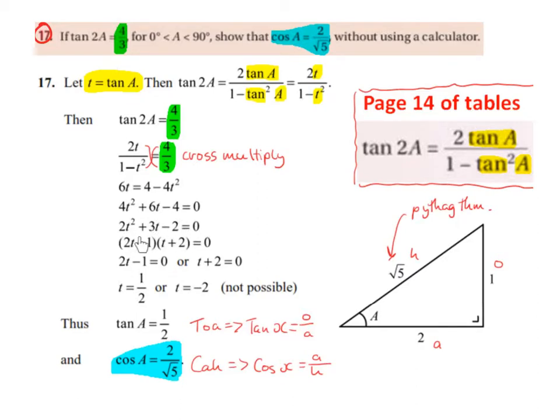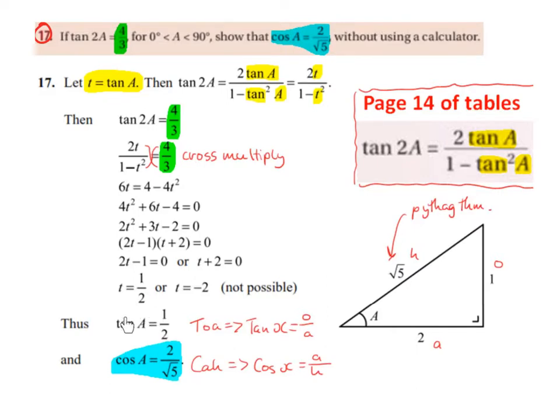Next we factorise. So we get 2t minus 1 multiplied by t plus 2. Then we let each of our brackets equal to 0 and solve for t. So 2t minus 1 is equal to 0, so t is equal to a half. Or t plus 2 is equal to 0, so t is equal to minus 2, which is not possible. We don't want a negative angle. So we're going to go with t is equal to a half. So thus tan of a is equal to a half.